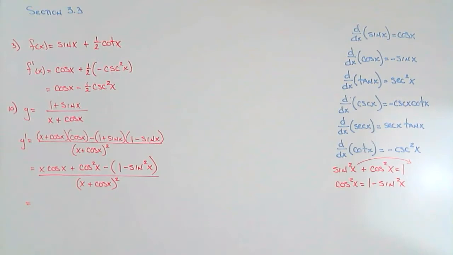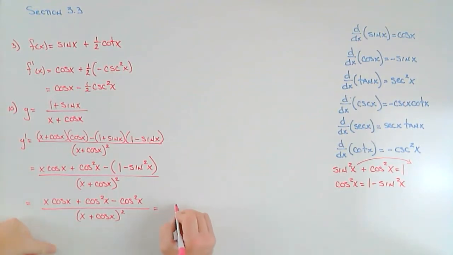So what is this going to give us now? Well, when we substitute in cosine squared for 1 minus sine squared, we get x cosine x plus cosine squared x minus, from here, 1 minus sine squared is equal to cosine squared. And on the bottom, we have x plus cosine x quantity squared. Remember, we don't expand the denominator. Well, those cosine squareds cancel, and we're left with x cosine x divided by x plus cosine x squared.